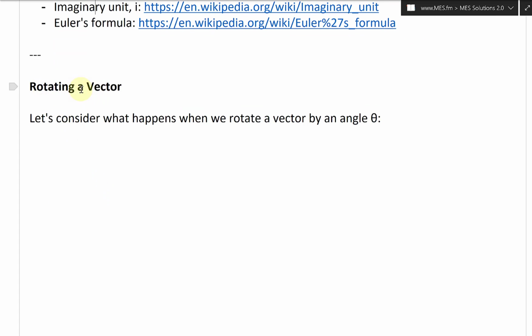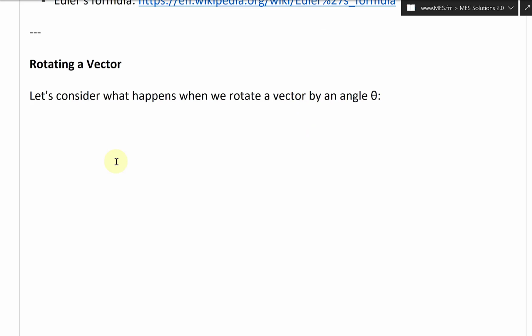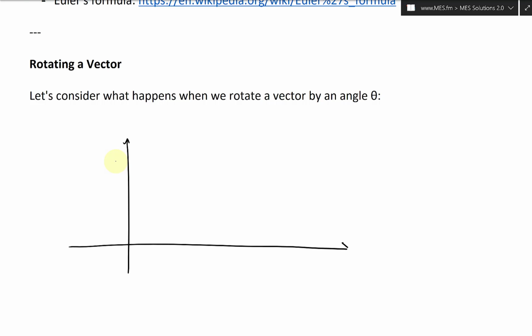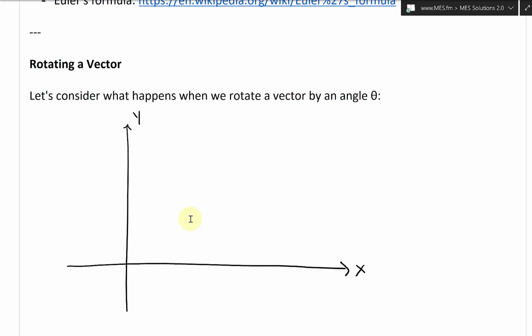Let's look at rotating a vector. Let's consider what happens when we rotate a vector by an angle theta. If you recall from my earlier video on vectors, let's say we have the xy axis here. This is the x, this is the y, and here I just stretched out the y a bit more. Let's say we have a vector that goes from the origin O. So this is the vector A, with an arrow on top.